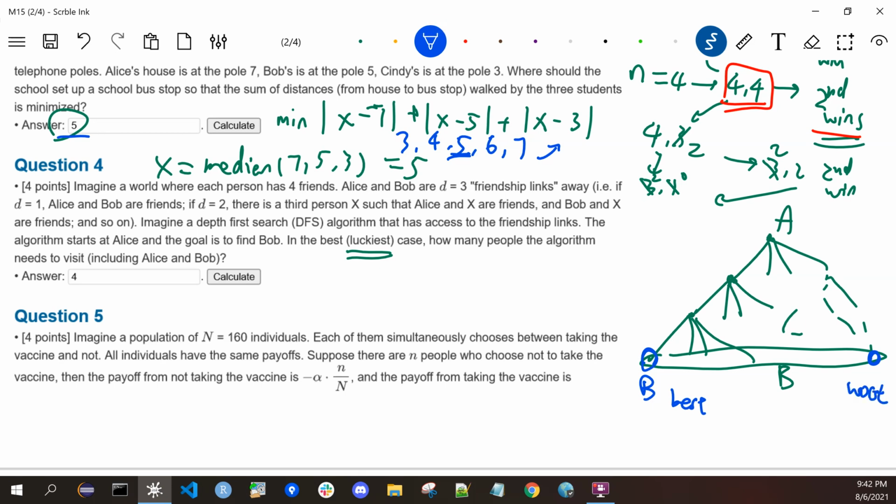So here we're asking for the luckiest case, and if the question is asking about BFS, we need to search everything, but here we are asked to use DFS, so I'm going to search the leftmost, and then we already see the goal. So we search 1, 2, 3, and 4. So that's why the answer is 4.